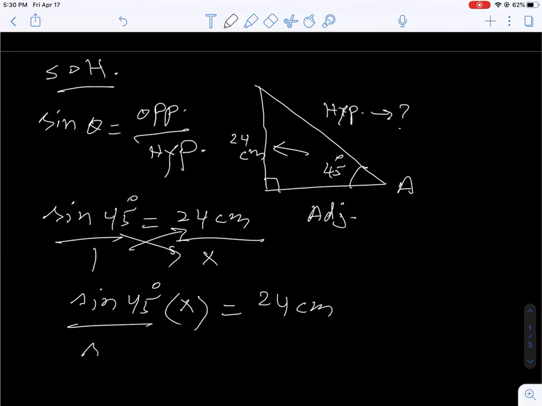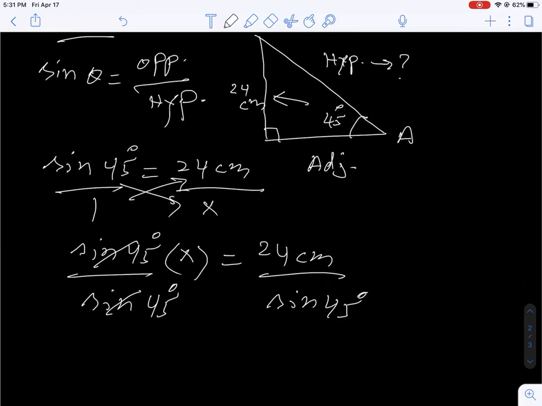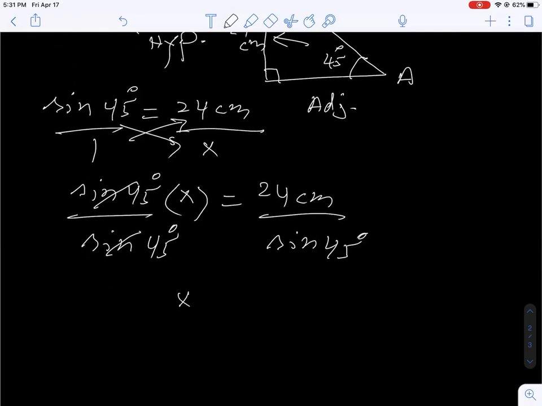Now we'll divide both sides by sine 45 degrees. In order to get rid of sine, because it's multiplying with x, we divide both sides by sine 45 degrees. So it'll just cancel out, and we are left with x equals 24 centimeters divided by sine 45.